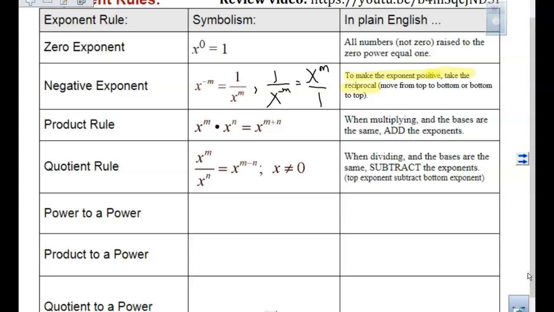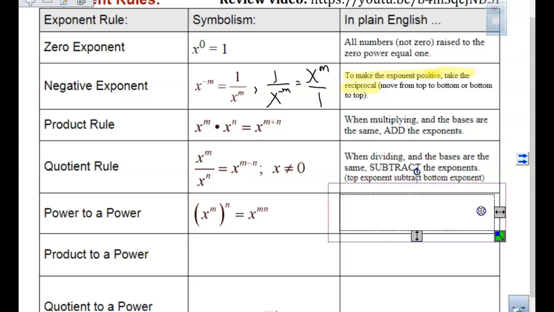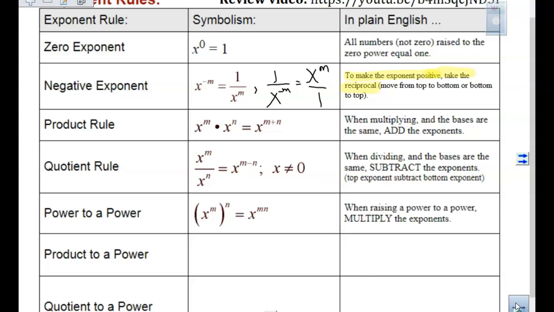If we are taking a look at power to a power, that's where we have it outside the parentheses. Remember, our goal when we simplify is always getting rid of those parentheses. So we are multiplying when we take a look at those ones. Raising a power to a power, you multiply.